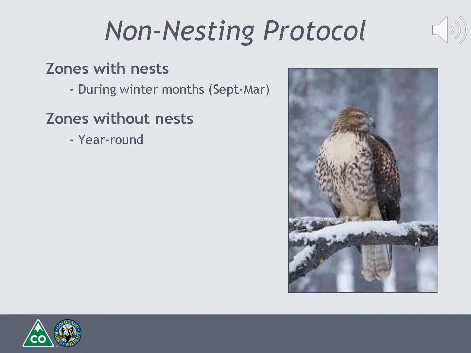In observation zones with nests, the non-nesting protocol is used during the non-breeding months, generally September through February. In zones without nests, it is used year-round. Because of the focus on observation zones, this protocol is also referred to as the Zone Observation or Zone Monitoring Protocol.